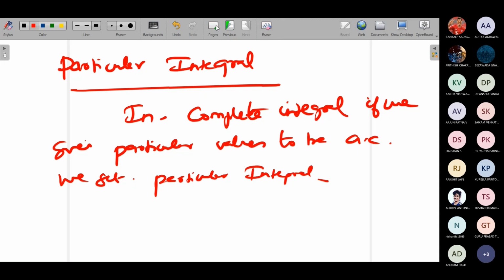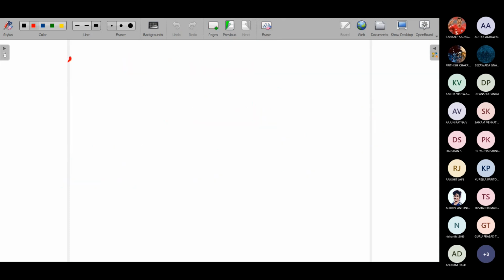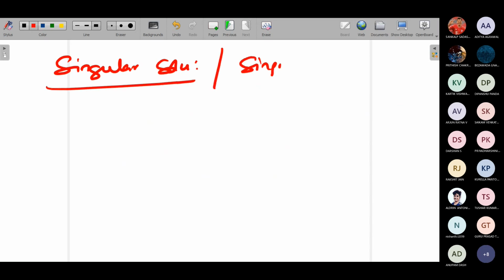Then one more type of solution is there. Other than that, what we have seen there is singular solution. Singular solution, or you can even call it a singular integral. Okay.